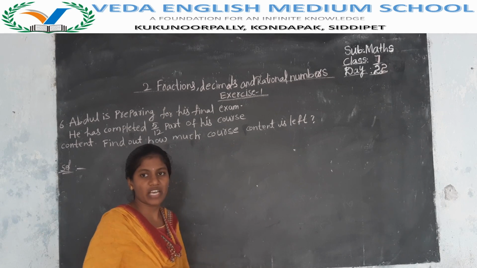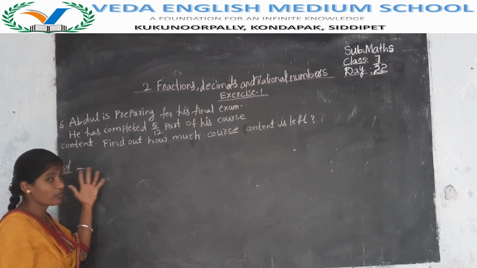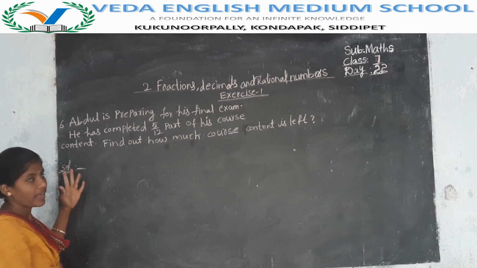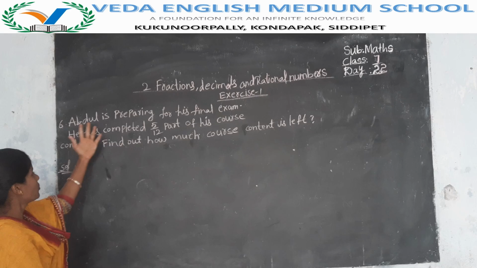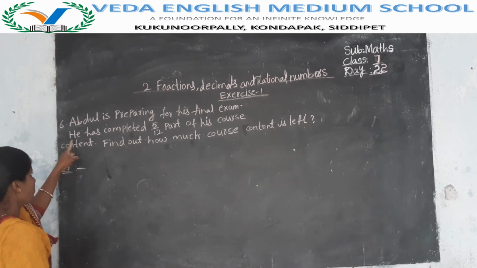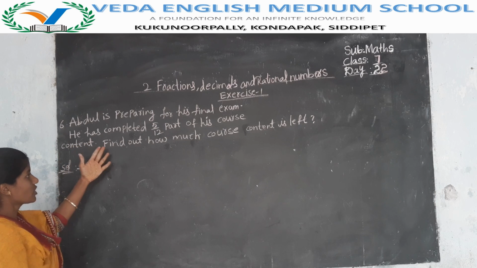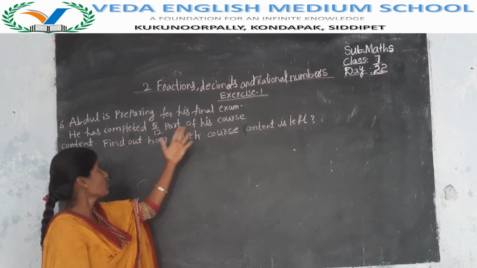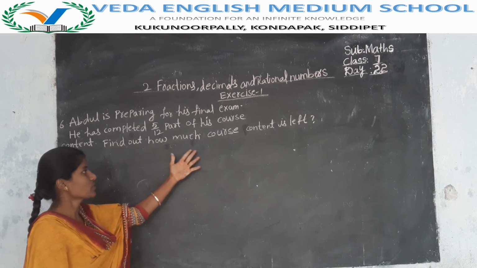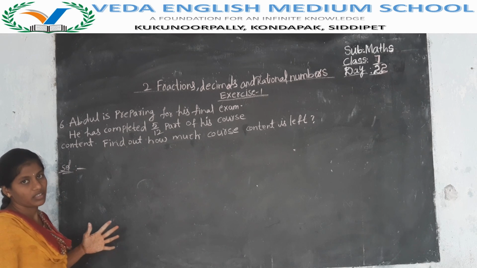In our previous class, in exercise 1 we have completed up to 5 problems. Now the 6th problem I have written on the board. See the question. Abdul is preparing for his final exam. He has completed 5 by 12 part of his course content. Find out how much course content is left.